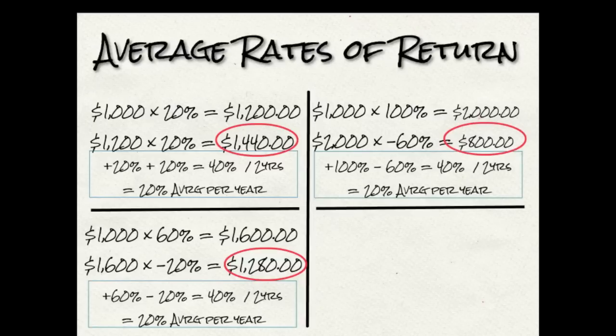But look at the average here. Look at what happens to the average. Plus 100 minus 60 equals 40. And if you divide that by 2 years, you still have a 20% average rate of return per year. You made 20% average per year on your money, but you're down from what you put in.